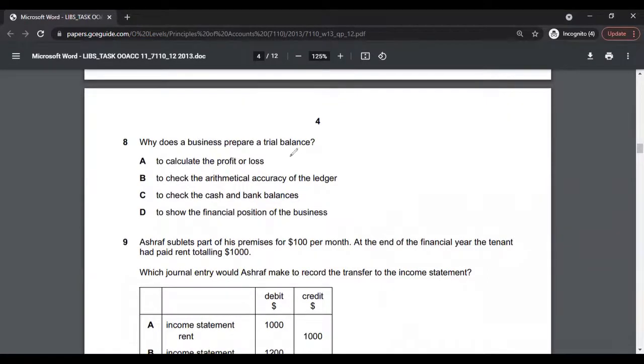Why does a business prepare a trial balance? To calculate the profit and loss? No, for that we prepare the income statement. To check the arithmetical accuracy of the ledger? Yes, that's correct. The answer to multiple choice 8 is actually option B.